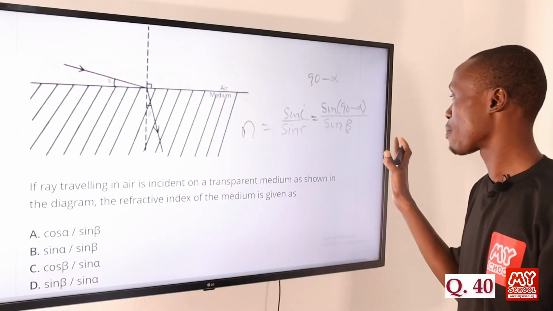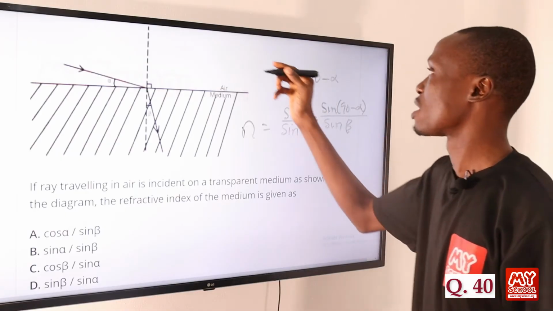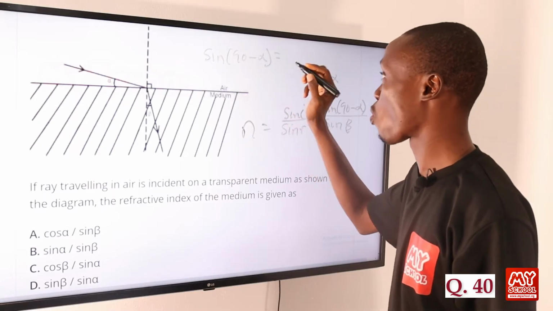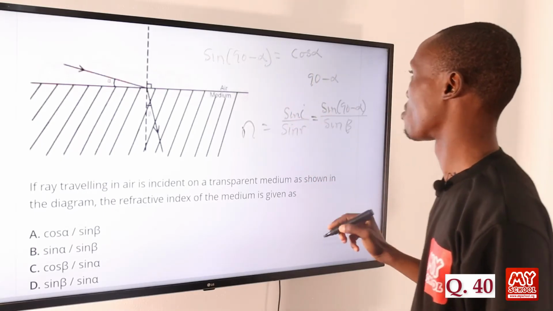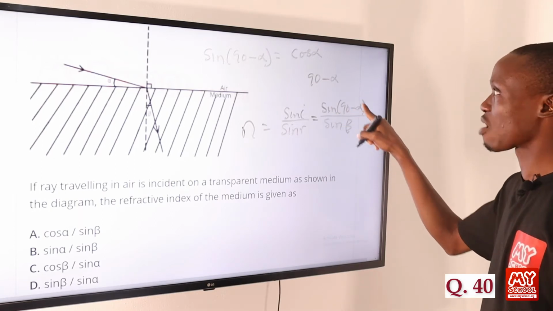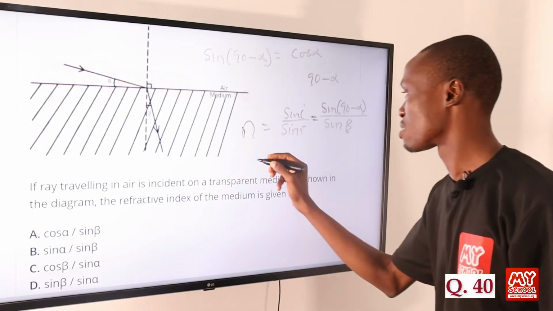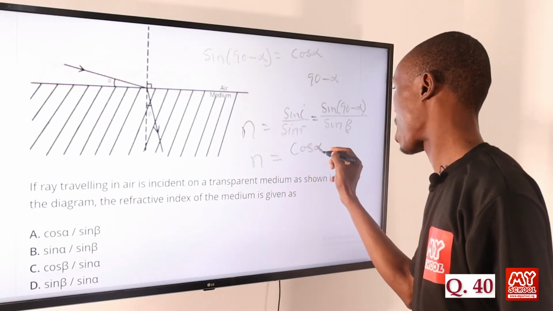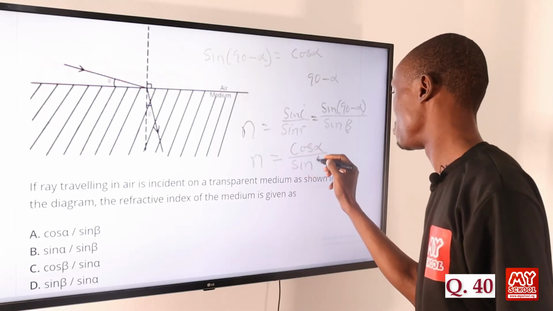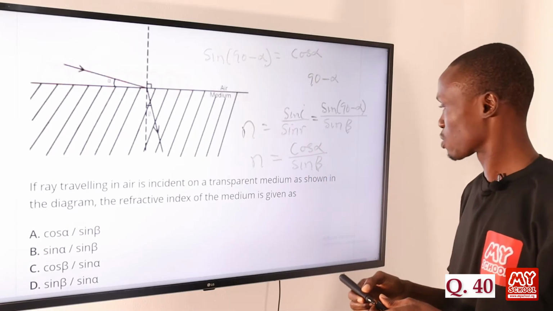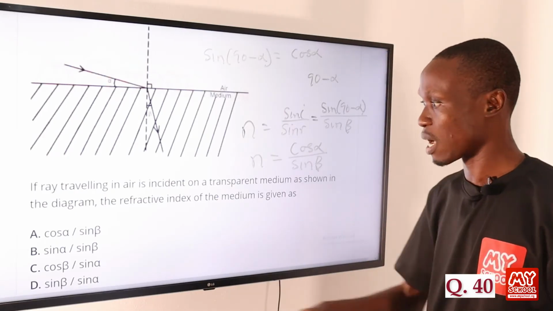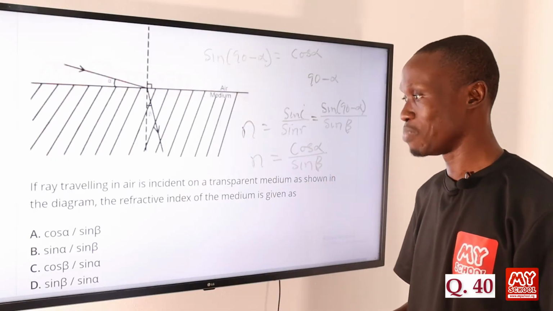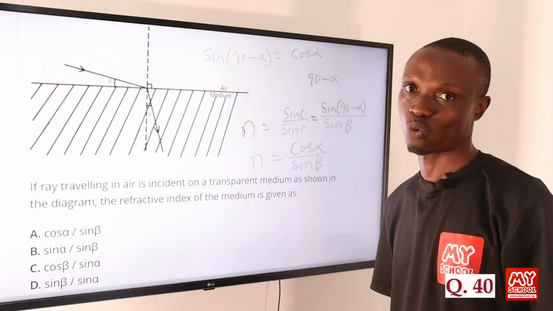But remember in your further maths, the complementary angle: if you have sine in brackets 90 minus alpha, it is equal to cos alpha. So in place of sine 90 minus alpha, we'll replace it with cos alpha, so that the refractive index of the medium will now be equal to cos alpha all over sine beta. Let's go through the options and see the one that agrees with what we have done, and that is option A, cos alpha all over sine beta. So that makes option A the correct answer to this question.